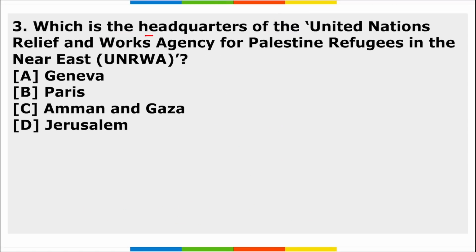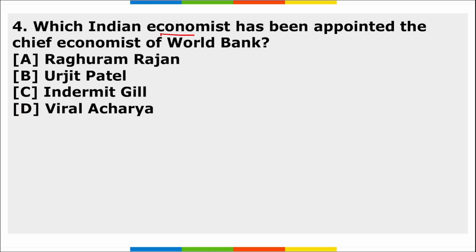Next, which is the headquarter of the United Nations Relief and Works Agency for Palestinian Refugees in the Near East? That is UNRWA. Where is the headquarter? It is in Amman and Gaza. Next, which Indian economist has been appointed the chief economist of the World Bank? Very important, friends.